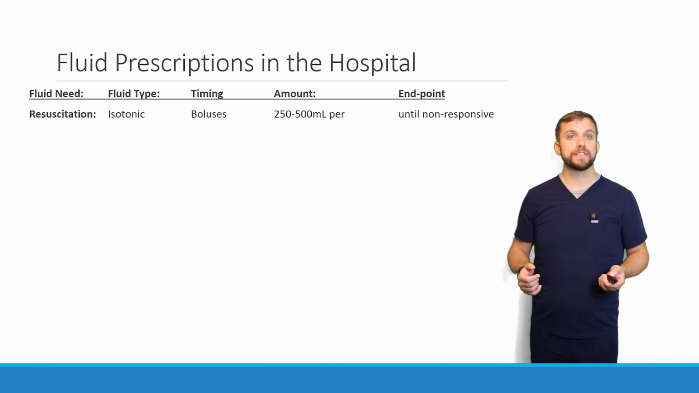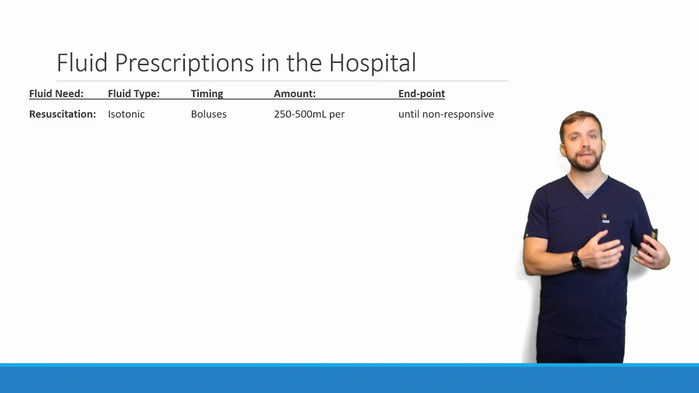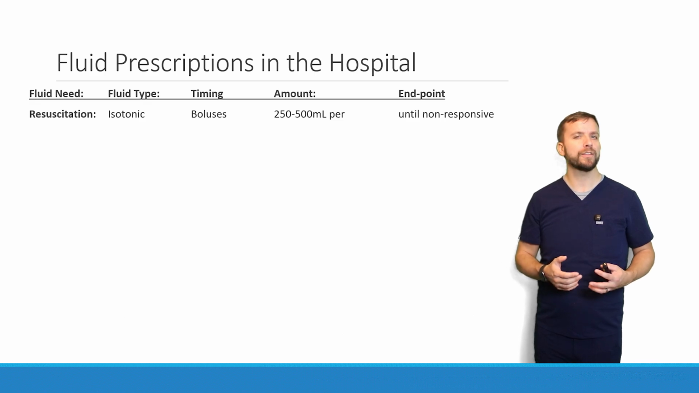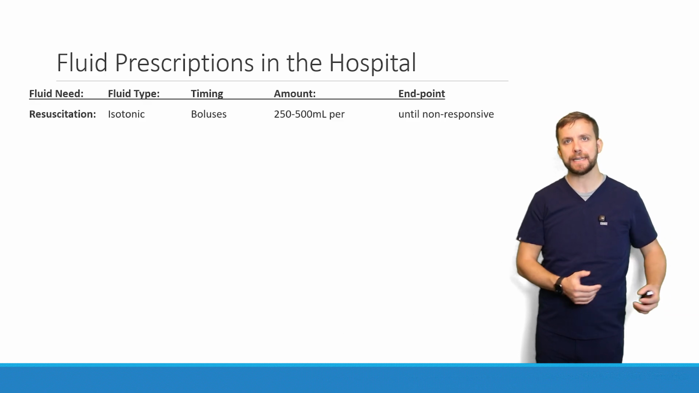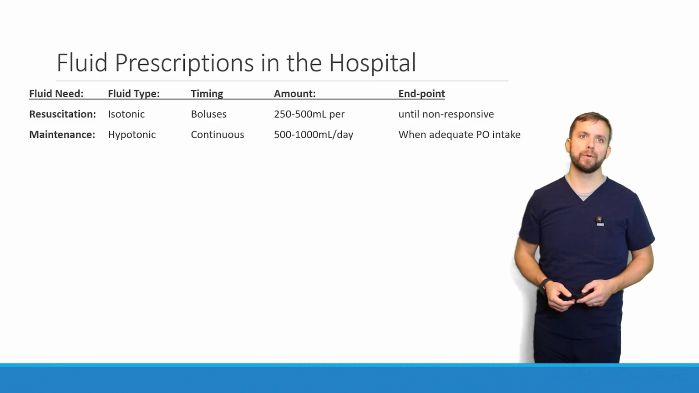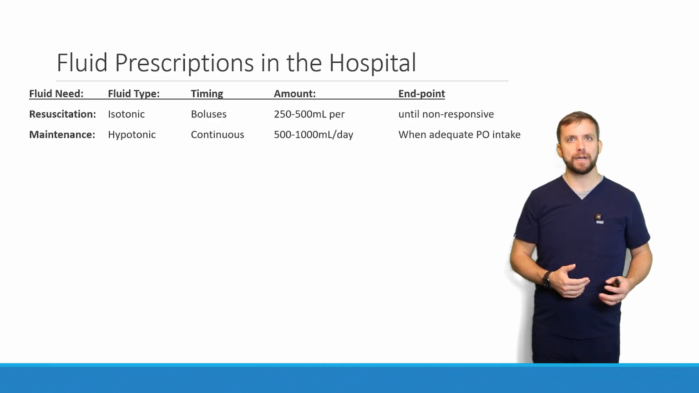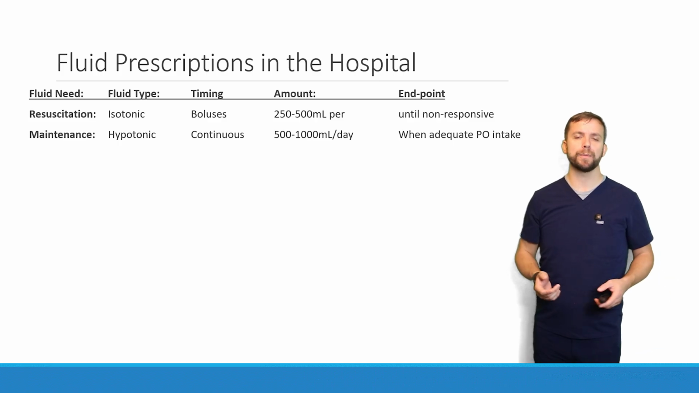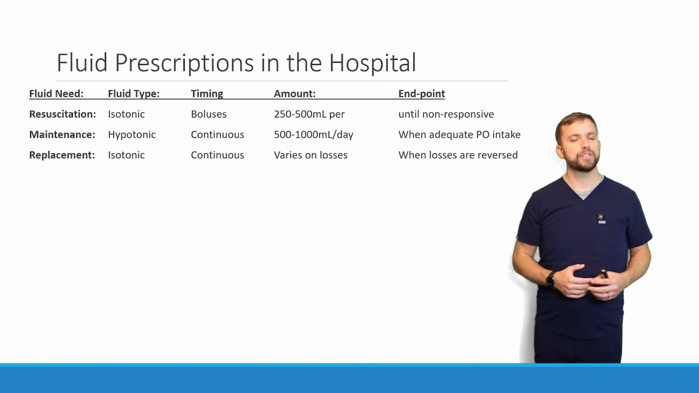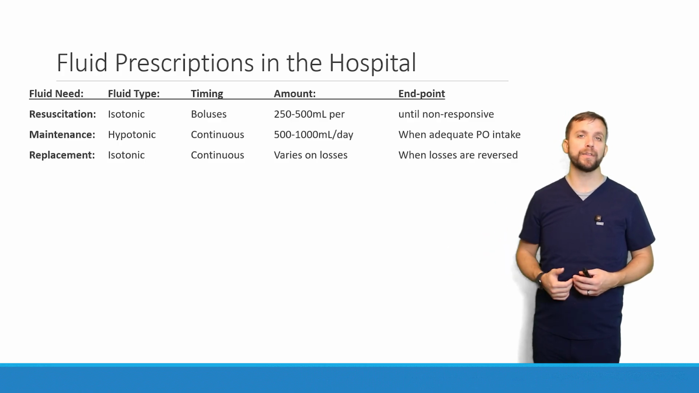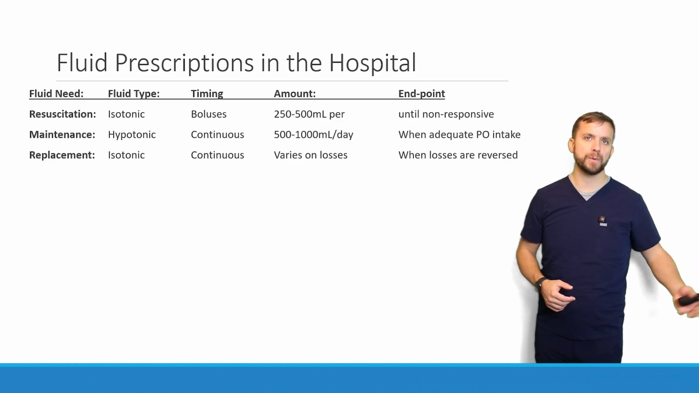Let's look at fluid prescriptions in the hospital. Resuscitative fluids should be isotonic, given as boluses, typically about 250 to 500 mLs at a time to make sure you're assessing for changes in hemodynamics while you're doing it. Your endpoint would be, as soon as they're not responsive, you should not do it anymore. Maintenance fluid is going to be more hypotonic. It can be continuous, but it's not going to be very much. You're looking at 500 to a liter a day, and you should end it if they have adequate PO intake. And then replacement fluid should be isotonic. It can be continuous, and it can just vary on the losses depending on how much output they're having and what disease process is going on.